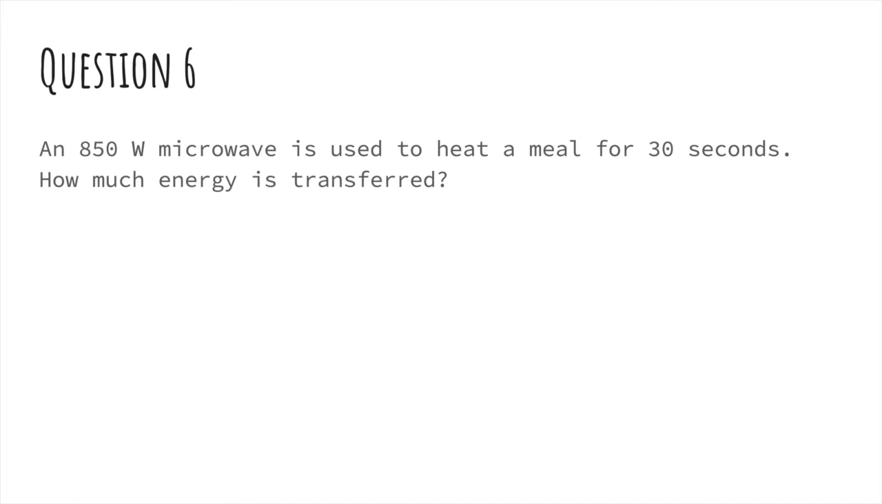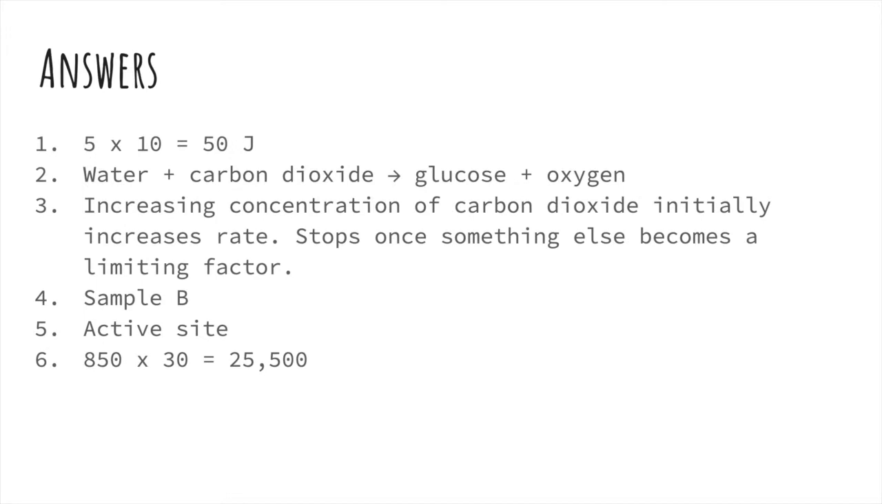Okay, good. So our answers then. First one, you needed to do the distance times by the mass. So 5 times by 10 is 50 joules. For photosynthesis, plants take in water plus carbon dioxide to create glucose and oxygen. That graph showed that as you increase the rate of carbon dioxide, the rate of photosynthesis initially increases, but it stops, it levels off that graph when something else becomes the limiting factor.